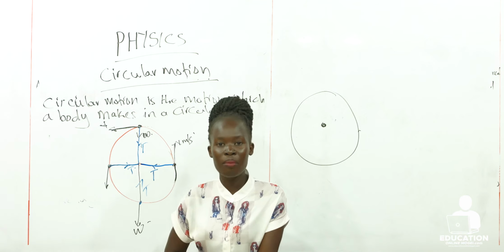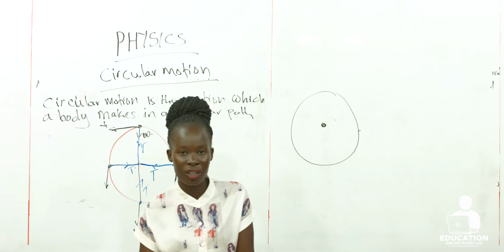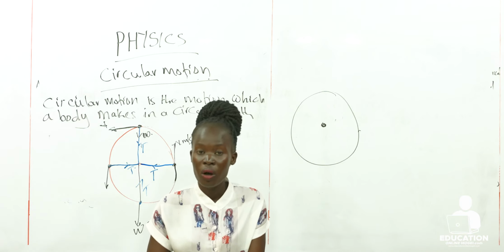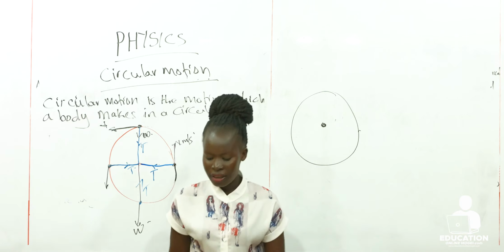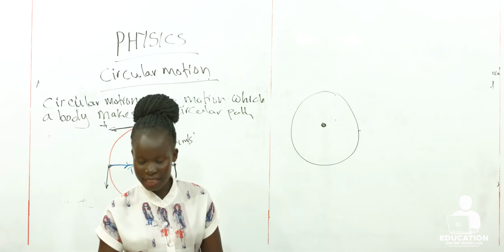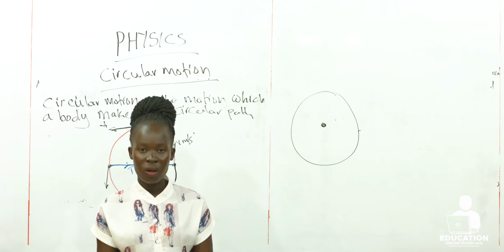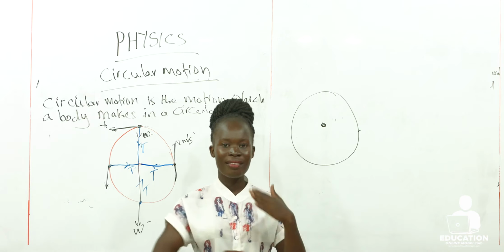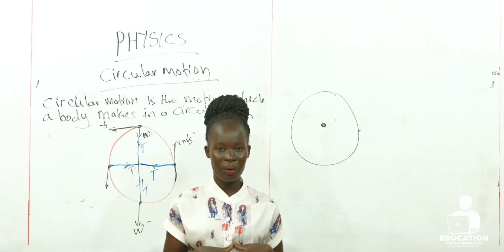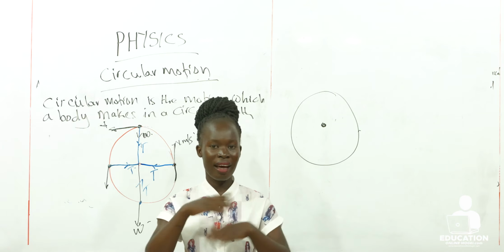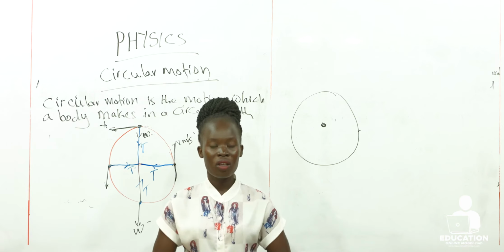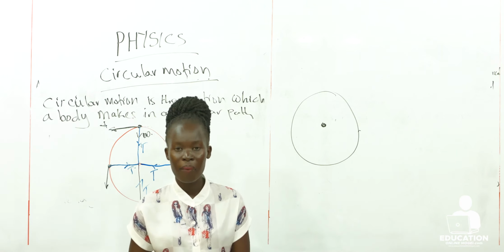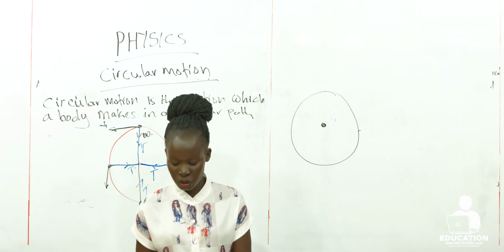But then in circular motion, how do we call this acceleration? Do we call it acceleration due to gravity? No. We call it the centripetal acceleration. Because if you look at centripetal, it's coming from the word circle. So something taking the circular path. So the acceleration of a body moving in a circular motion is known as the centripetal acceleration.